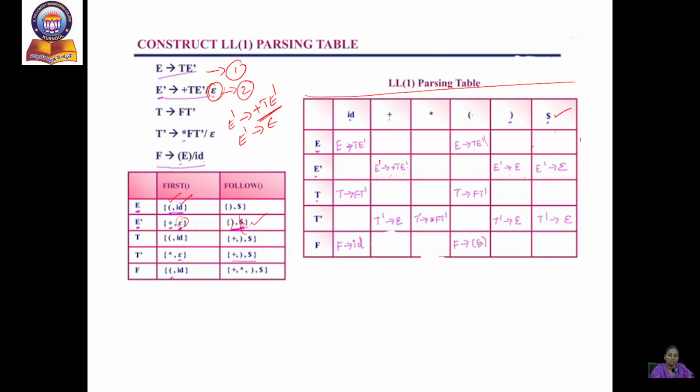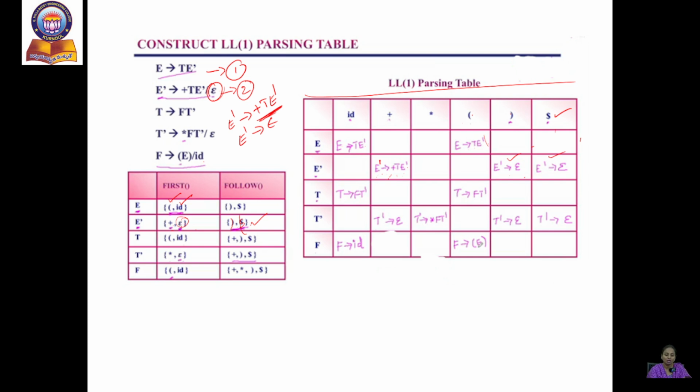So plus TE dash will be written only in the row and column intersect of the first function. In the first function only plus is there, so under plus you can write this production, and instead of epsilon we are considering the follow function. In the follow function closed bracket and dollar are there, so we are considering the follow function because epsilon is present in the first function, so we have to write the epsilon production here. We should not write the first production, we should write the epsilon production.